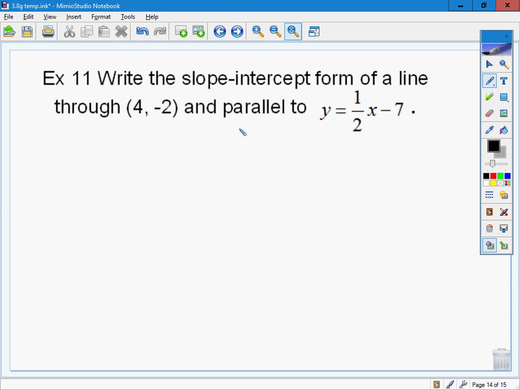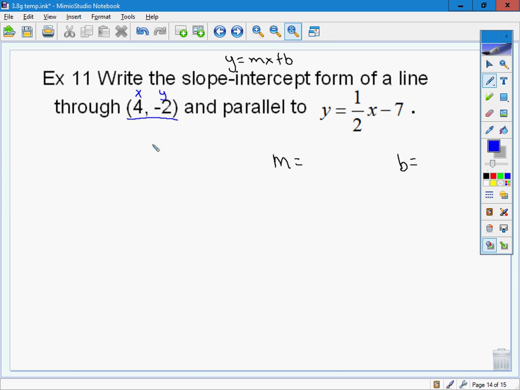Last but not least, we're going to write an equation in slope-intercept form. In other words, I'm going to write something in this form, y equals mx plus b. In order to write an equation in this form, I need two pieces of information. I need to know what m is, and I need to know what b is. They gave me this point, the ordered pair (4, -2). It says it's going through that.